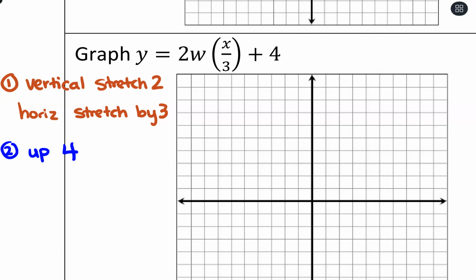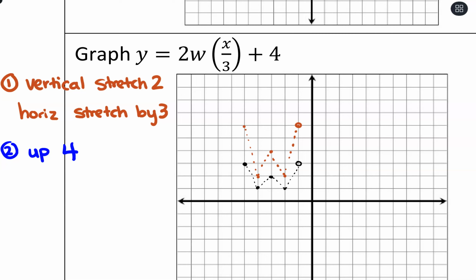Okay, let's get our original function. So, vertical stretch by 2. So all of our distances, we're going to stretch up and double them. There, and there, and there, and there. Okay, so there's our vertical stretch by 2 with our open circle up there, and then a horizontal stretch by 3. So now we're looking at our horizontal distances.